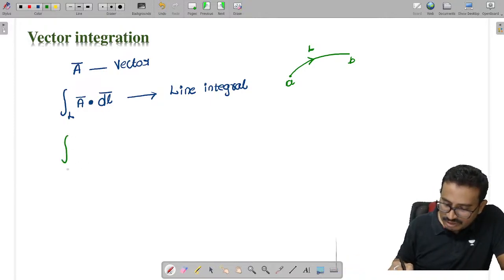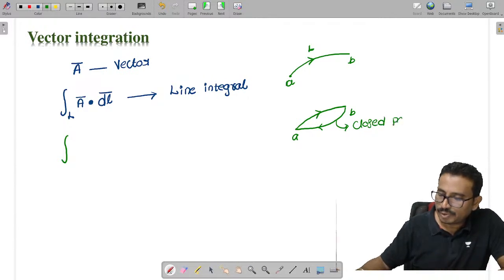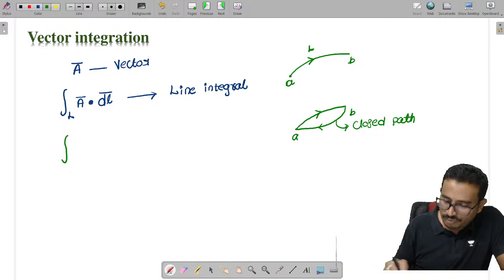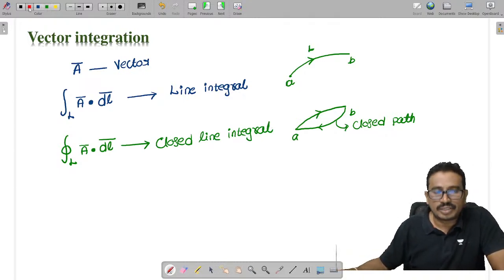If my path of integration is a closed path, meaning I have moved the integration from A to B and again come back to the initial point, then this path is called a closed path. How can we write the closed path integration? Like this: the closed line integral of A dot dl, where the bubble over the integral indicates the path is a closed path integral. This is called a closed line or closed path integral.